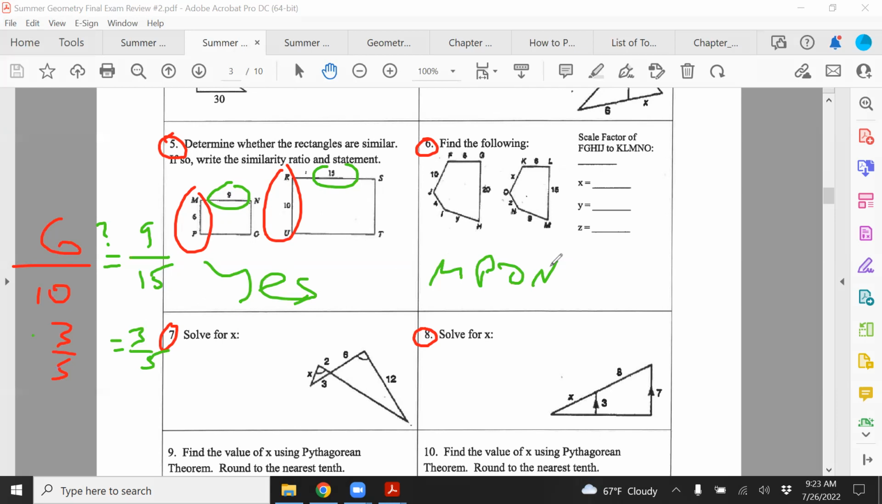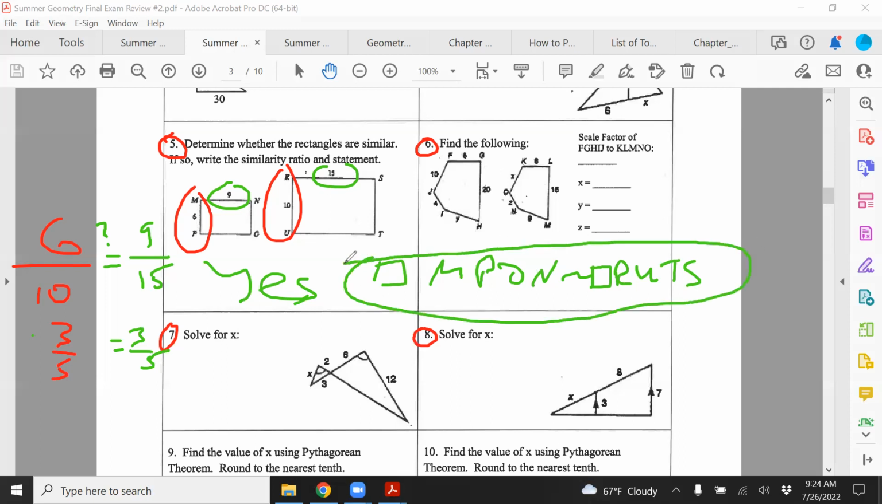I mean, you could have done MNOP or OP, MN, I don't really care. But since I'm going from top left and going counterclockwise, you can write it like that. So MPON, RUTS. So that's a similarity statement. Oh boy, that is really hard to read. You've got to be kidding me. Okay.